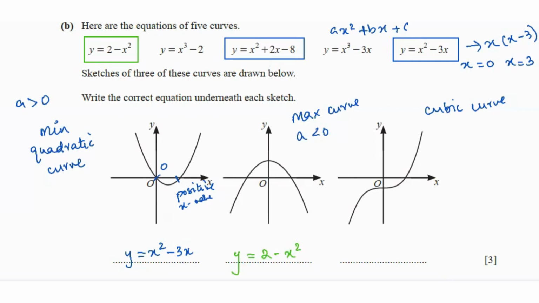And lastly, for the cubic curve, we have two cubic curve equations: y equals x cubed minus 2 and y equals x cubed minus 3x. In this case, our equation will be y equals x cubed minus 2. Why? Because as you can see, the graph has been shifted downwards. Since there's a downward translation, that means your y-intercept is a negative number. If we put x equals 0 in this cubic curve, we see that y is negative 2 when x is 0. So that is this point.